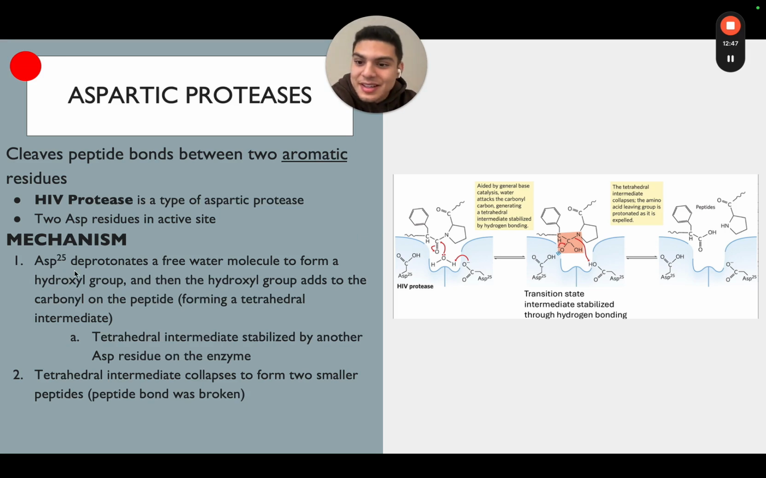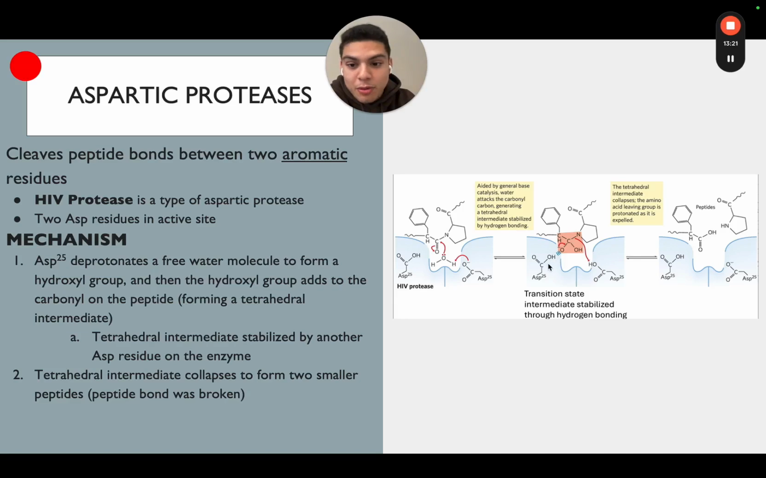aspartate 25 is going to deprotonate a free water molecule to form a hydroxyl group. So we have this aspartate 25 here. It's negatively charged, remember, at physiological pH. So what it's going to do is grab this proton, and what that does is the water becomes a better nucleophile, and it'll attack the carbonyl, right? In the peptide bond. When the hydroxyl group attacks, it's going to basically kick the negative charge electron density onto this carbonyl oxygen. You're going to form that tetrahedral intermediate.